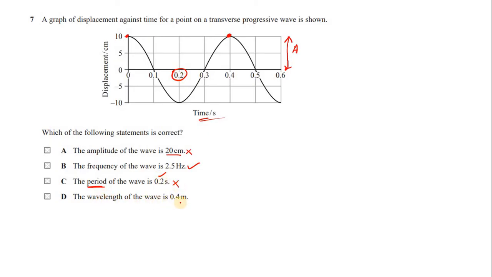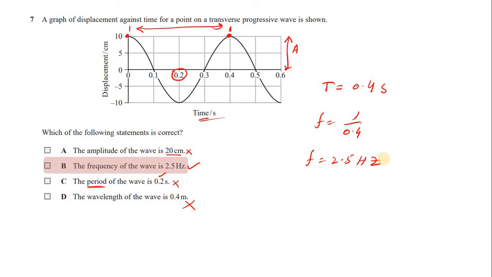The wavelength of the wave is 0.4 meter. We cannot determine wavelength from the given information, because this is a displacement-time graph. Unless we have a speed, we cannot find wavelength. Now, how is it B? We know that the time period T is the time for one wave, which is completed from this position till here. This is one wave. And if you see, the time given in the graph is 0.4 second. So frequency will be 1 upon 0.4. So frequency is 2.5 hertz. So B is your correct option.